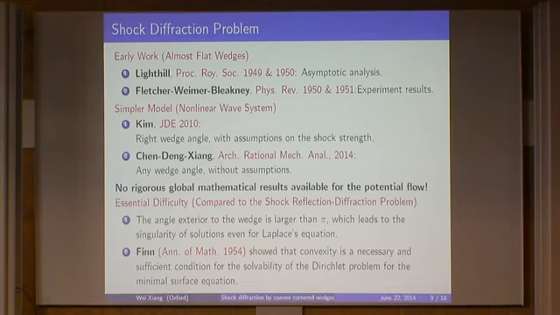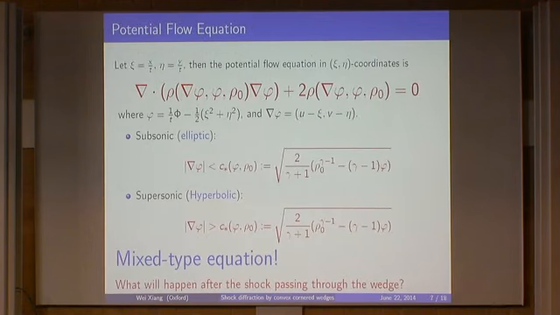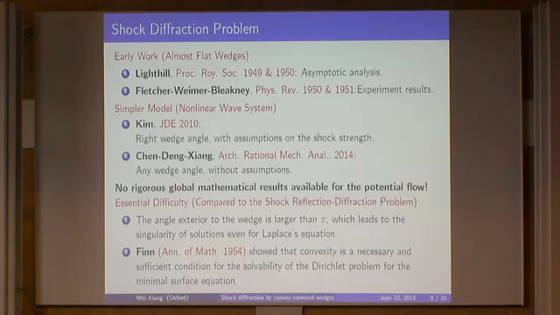But we know that for the potential flow equation, it depends on the derivatives of the solution. So you cannot work with a solution in C^alpha with alpha smaller than 1; you should get something with alpha bigger than 1. That's why there's no global mathematical result available for potential flow.